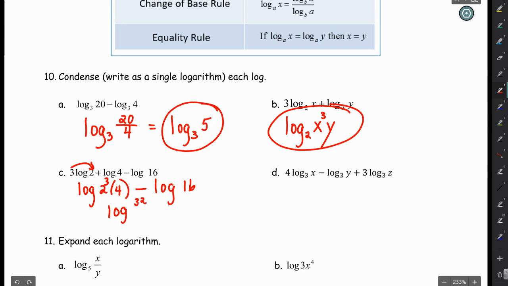And this subtraction means we're going to have division when we condense the log. So we have log of 32 divided by 16, and that gives us log of 2.